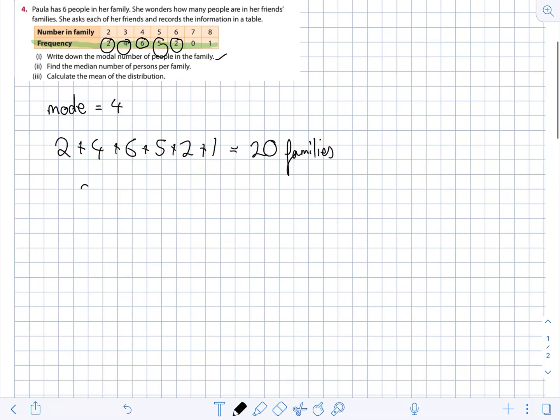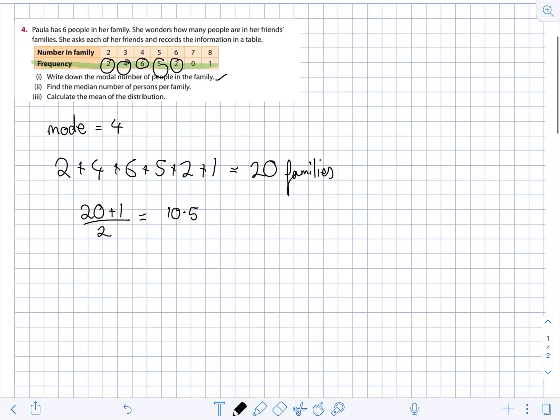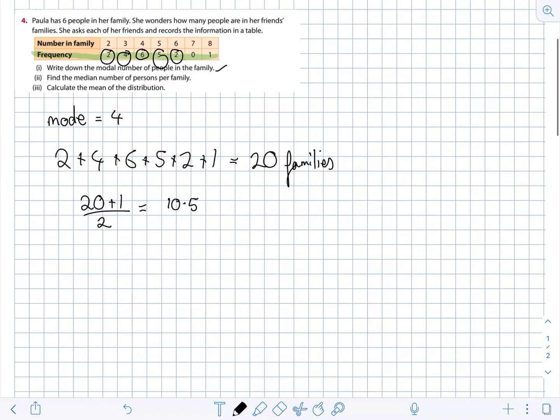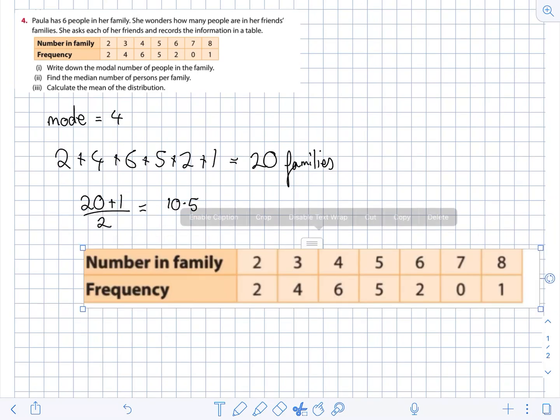To find out where the median is, we go 20 plus 1 all over 2. So the median will occur at 10.5. So the median is the 10.5 term. Okay, so I'm going to rub out all of this because I need to be able to talk about that. And then I might just copy and paste out that grid as well. So we'll copy and paste this and put it down here. We might make it a bit bigger.